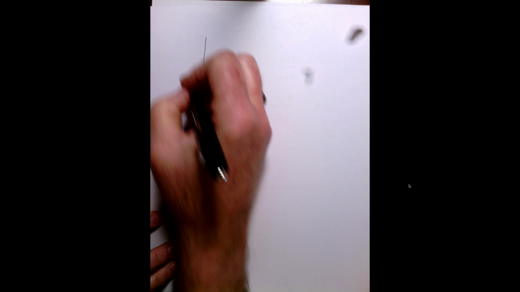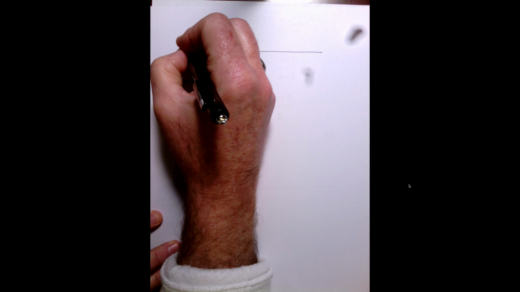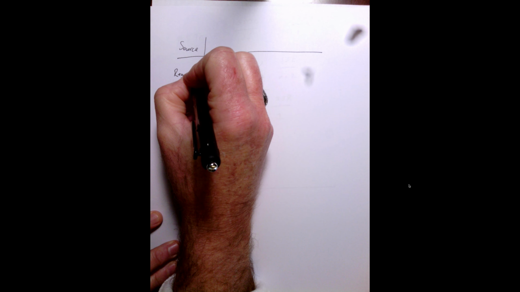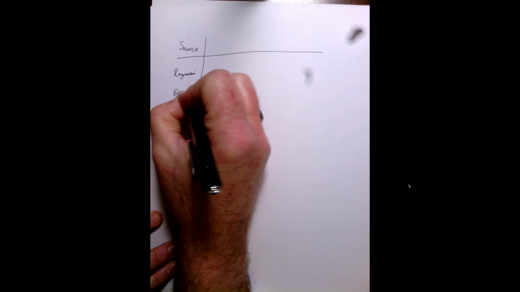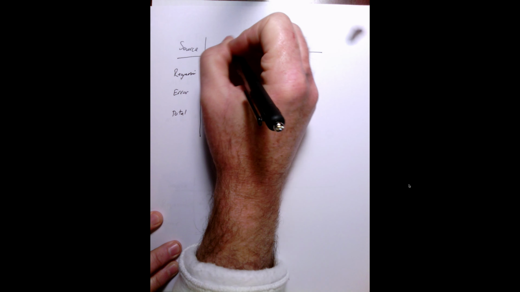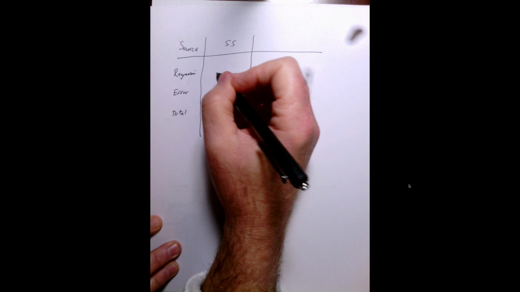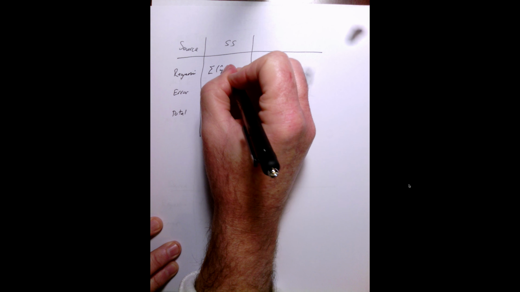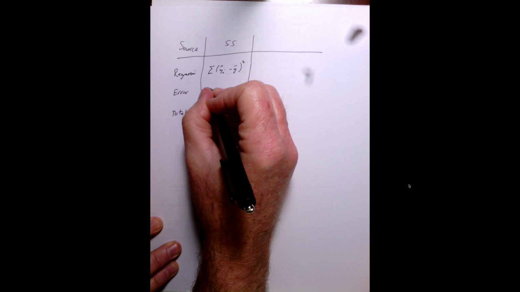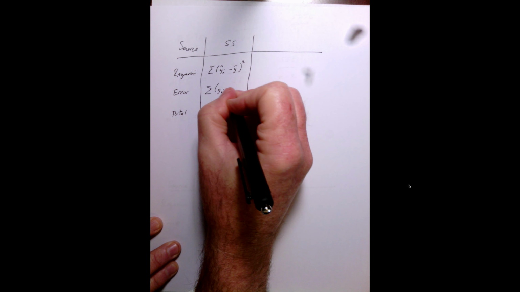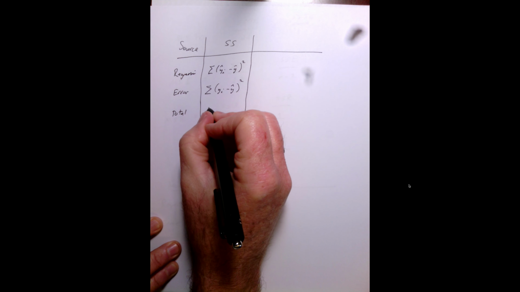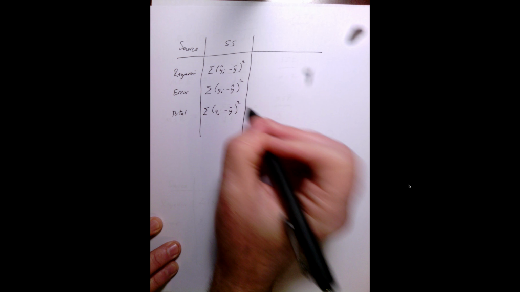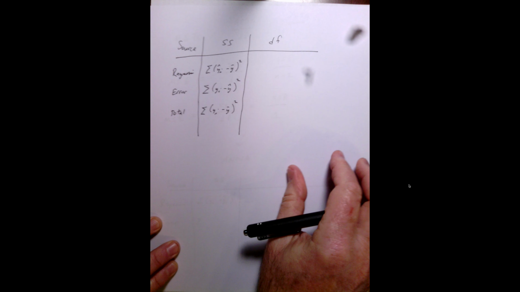So again, Anova table. Source: regression, error, and total. So the sum of squares for the regression is the sum of the y hat sub i's minus the y bars. The error is the observed minus the predicted. And of course the total is just the difference in the y sub i's and its mean.